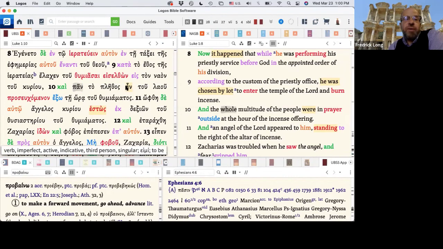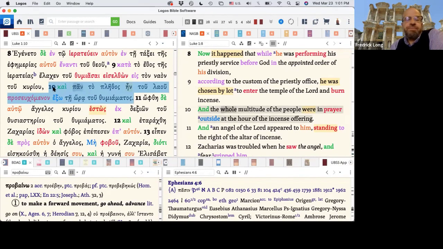And then you also have a periphrastic participle construction, was praying. And then you have outside modifying praying, where they were praying. This is present tense imperfective aspect. They were doing this repeatedly. And then you have a dative of time, at the hour of the burnt sacrifice. So all the people was praying outside. Yeah, all the multitude of the people were praying. And it's already emphatic because he's using pan and plethos. So there's something special going on here.